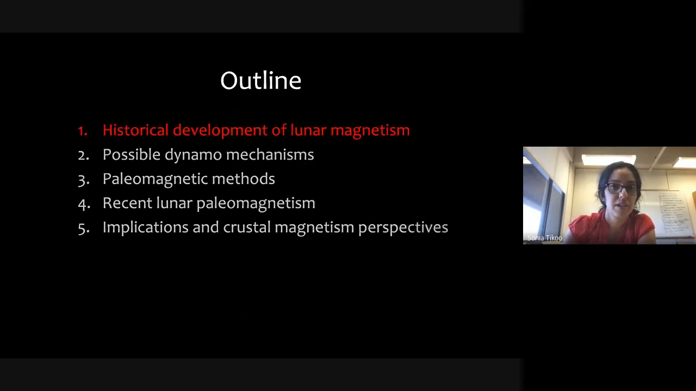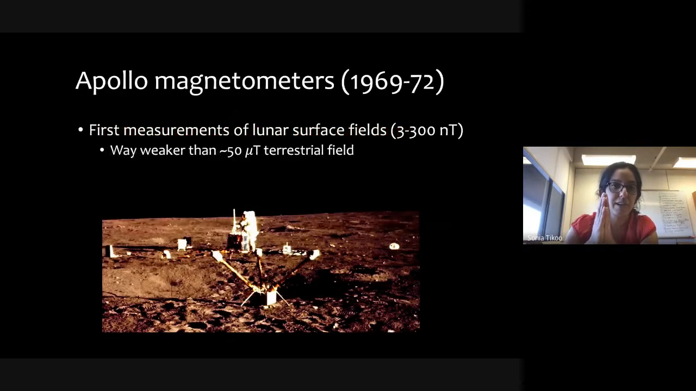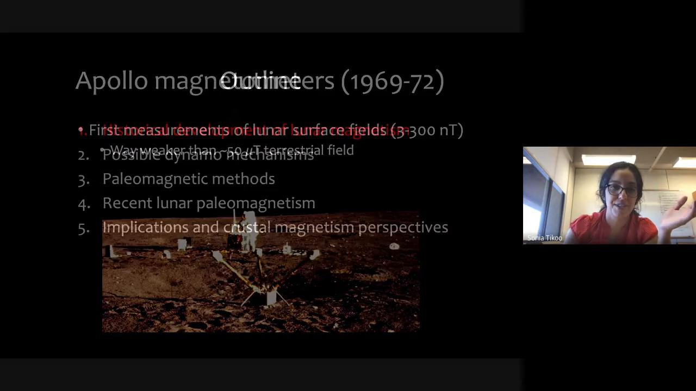So starting with the historical development, our first measurements of magnetic fields at the lunar surface were done by magnetometers on the Apollo missions. And so depending on which Apollo mission was measuring the fields, they found crustal fields of 3 to 300 nanotesla at the various Apollo landing sites. These numbers are way weaker than the Earth's magnetic field, but they are also non-zero. And they indicated that there was probably some kind of magnetic history on the moon.